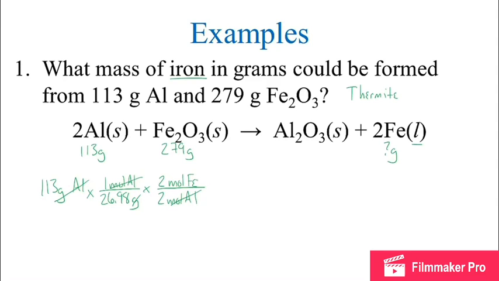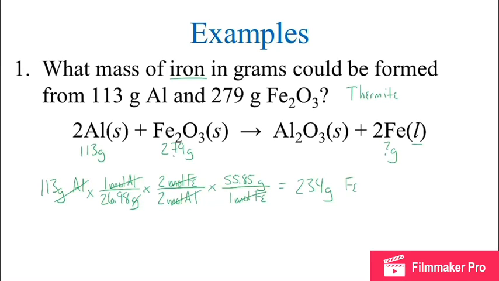Okay, now I'm in moles of iron, but I want the mass of iron. So moles to mass, we use the molar mass. So we find iron on the periodic table, and that's 55.85 grams per mole of iron. Okay, so moles of iron cancels. So we can put that in our calculator. Okay, so we have 3 sig figs, 4 sig figs. The mole ratio is always exact, and then 4 sig figs. So my answer must have 3. So 113 grams of aluminum lets me produce 234 grams of iron.